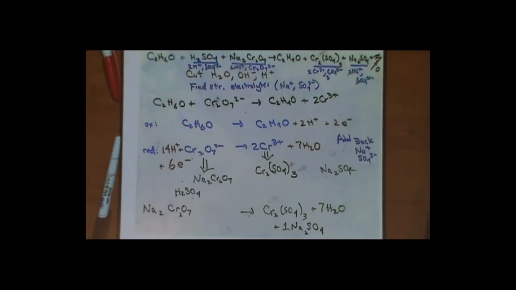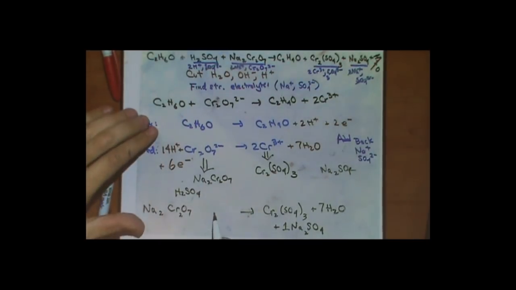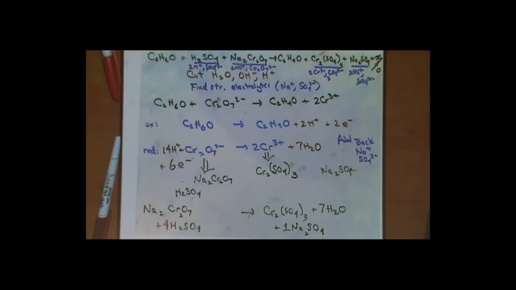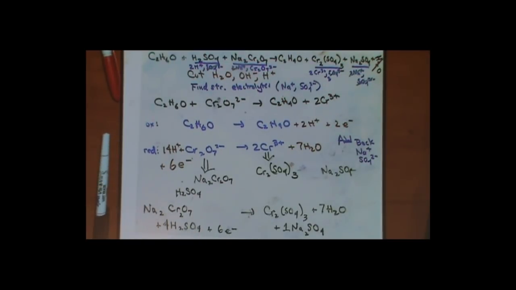All right, how many sulfates do I have on the right-hand side now? 4. 3 here, 3, and 1. So I'm going to add how many sulfuric acids over here? 4. Like that. So now my sulfates are balanced. Are my sodiums balanced? Yeah, 2 on each side. So those spectators are balanced. What have I not included that I still need to include on this? 6 electrons, sorry. These. And? Got the water right there.